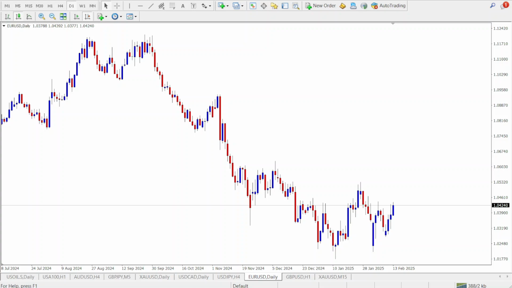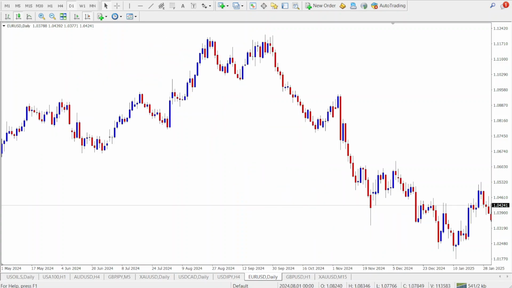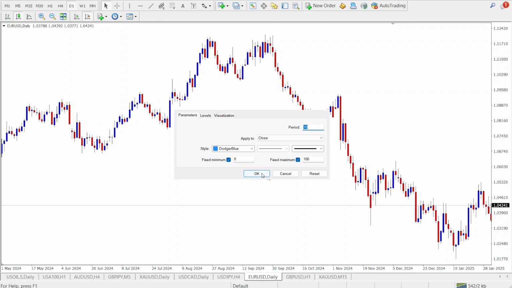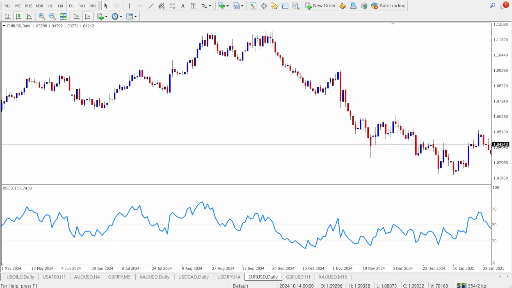The first clear and obvious sign of a market reversal is divergence. This happens when price action is moving in one direction, but your indicator is showing the opposite signal. It's like a warning sign that the current trend might be losing strength. For example, I'm going to add the RSI to the chart. The relative strength index is one of the indicators that traders use for spotting divergence. Another indicator is the moving average convergence divergence, or the MACD for short. Another is the stochastic oscillator. But in this video, I'm just going to be using the RSI.